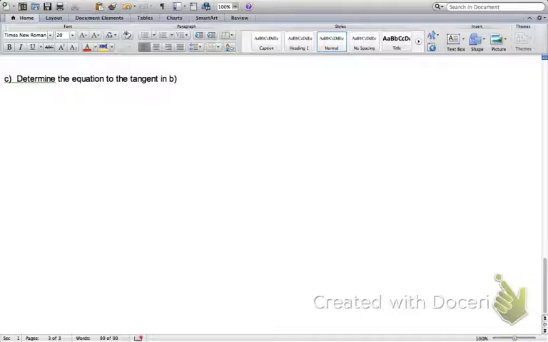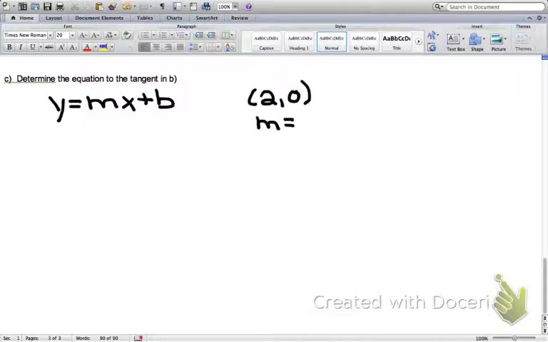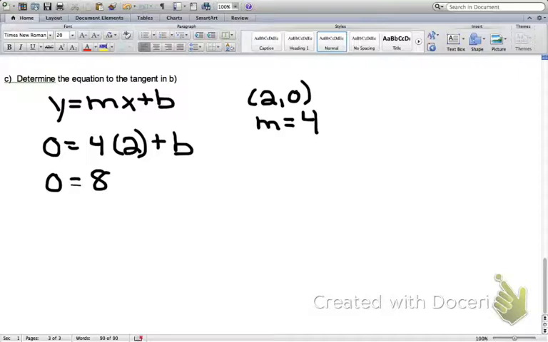And the last part of our example here is we want to determine the equation of the tangent in B. So when we want to do this, we know that our form is always going to be y equals mx plus b. We're going to sub in that point that we were given, so 2, 0, and we know what our slope is, which is 4, which we found and solved in part B. So when we sub those in, we're going to have 0 equals 4 times 2 plus b. So this will be equal to 0 equals 8 plus b.